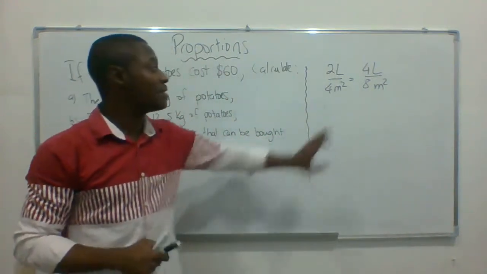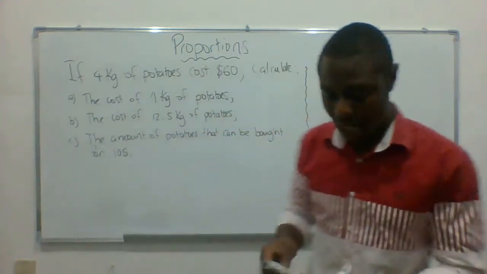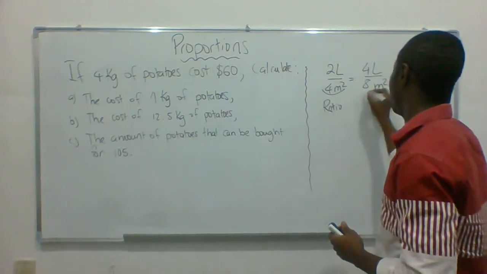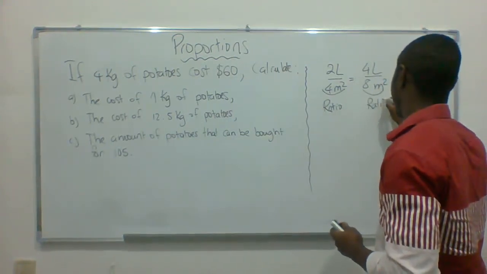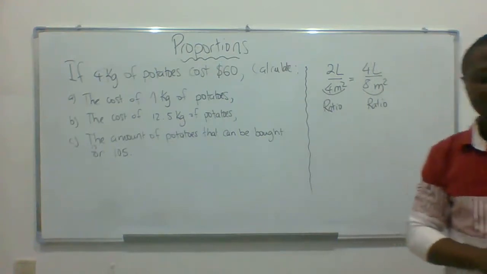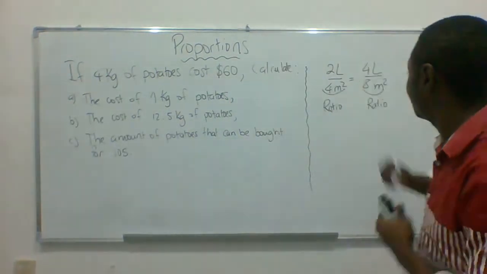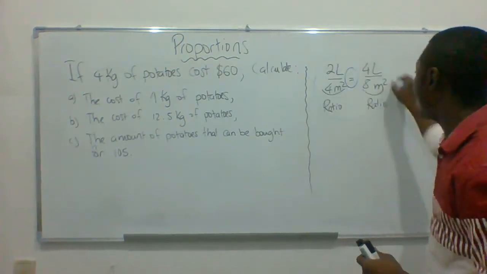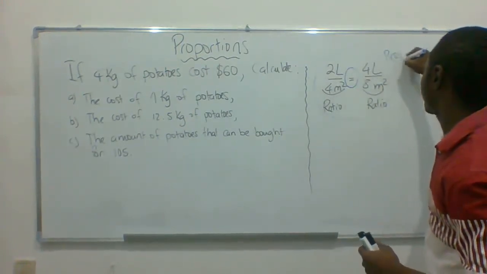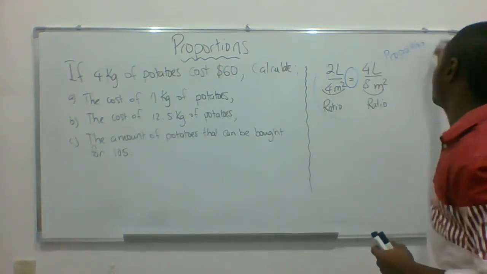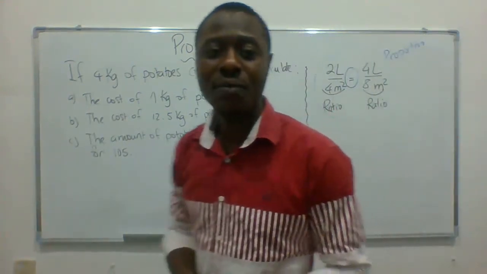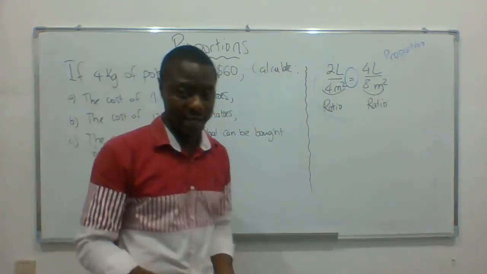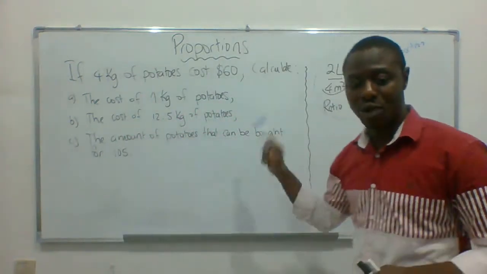So this is a proportion because in this proportion you have one ratio and you have another ratio. What do you have in the middle of the two ratios? There's an equal sign. So you're comparing these two ratios with an equal sign. Then this whole thing is a proportion. Good. So now we have understood what a proportion is. We have understood what the ratio is. Let's move on to solving this problem.